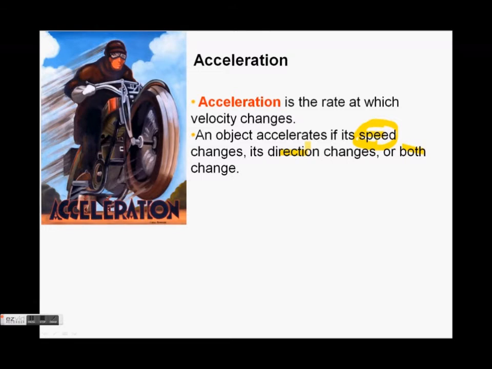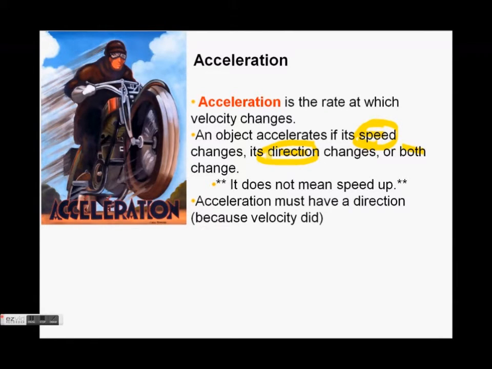Let's say you're going down the highway at 60 miles per hour, and you turn the steering wheel and the car turns. Did you accelerate? Yes, because direction changed. So if you change speed, or you change direction, or you change both, you accelerated. It does not mean speed up. Although if you do speed up, you're definitely accelerating too.